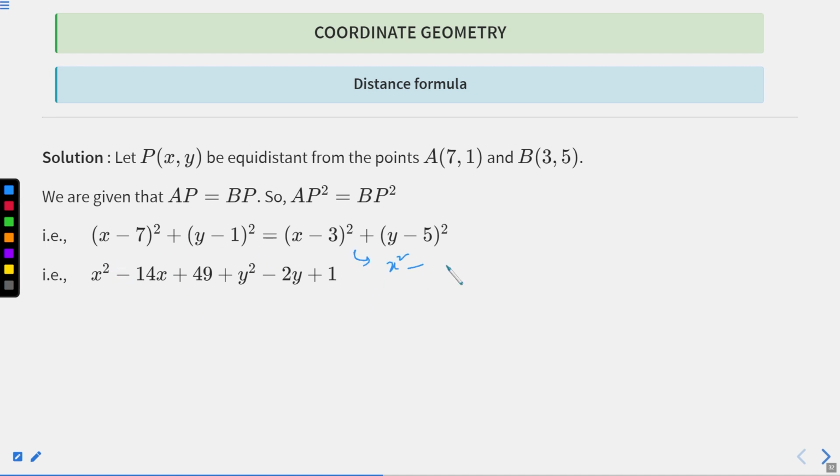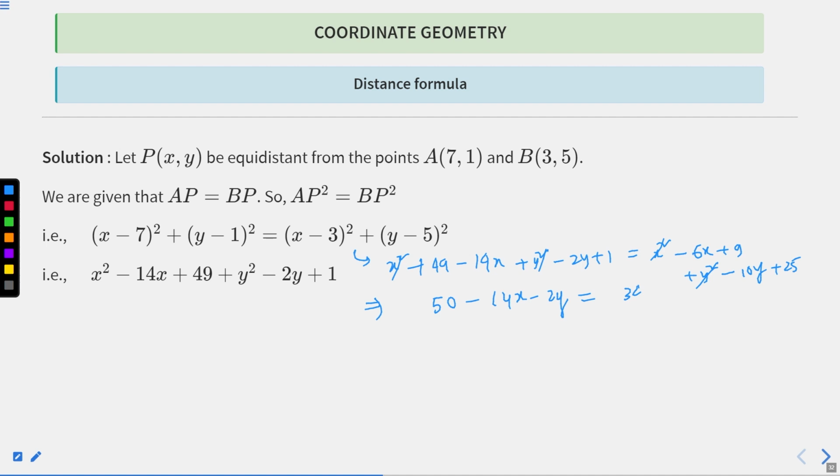So x square plus 49 minus 14x plus y square minus 2y plus 1. This is equal to x square minus 6x plus 9 plus y square minus 10y plus 25. Okay, so here x square cancel, y square cancel, and if we simplify them, then we get 50 minus 14x minus 2y. This is equal to 34 minus 6x minus 10y.